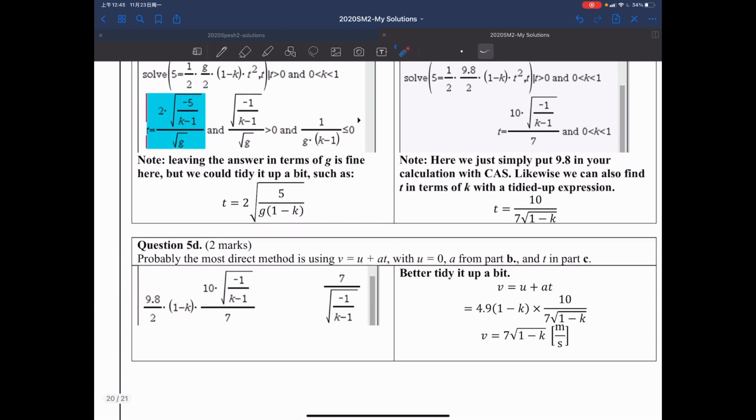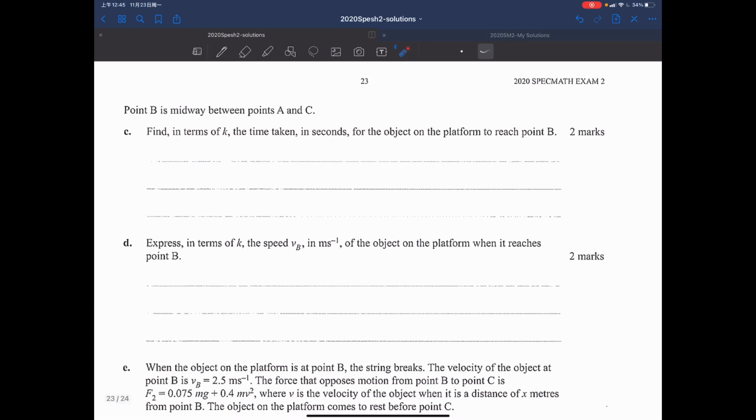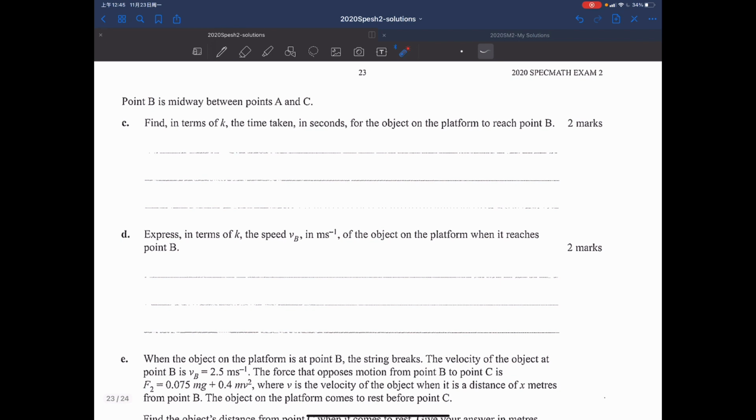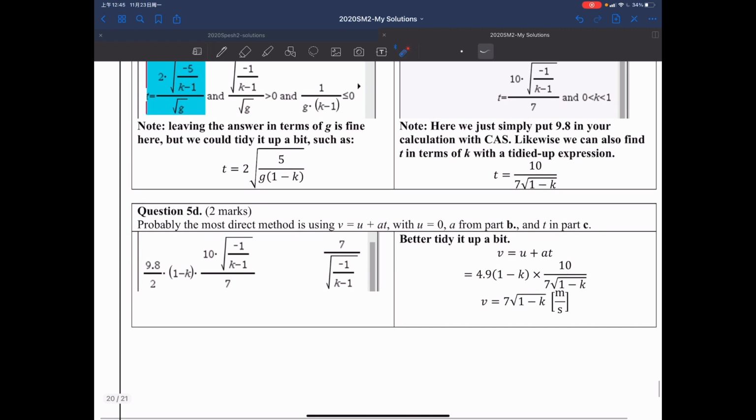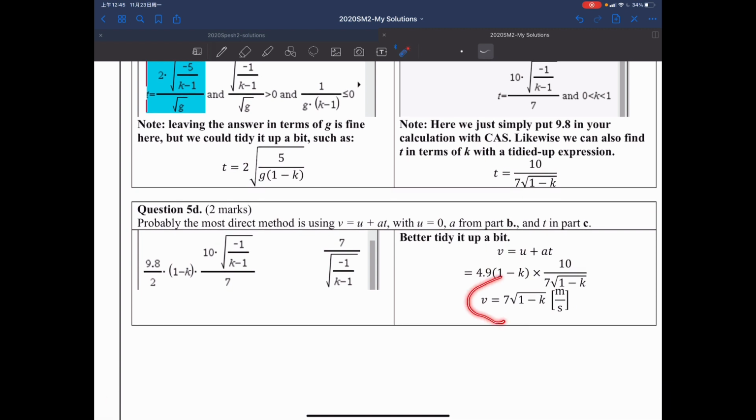Next thing, express in terms of k the speed vB in meters per second of the object on the platform when it reaches point B. So you want to use the formula v equals u plus at with initial velocity 0. You know a is the expression derived in part B, and the time is just the total time to travel from A to B. So you multiply this with the acceleration together, and you get that expression. And if you want to tidy it up, you could also get that answer.